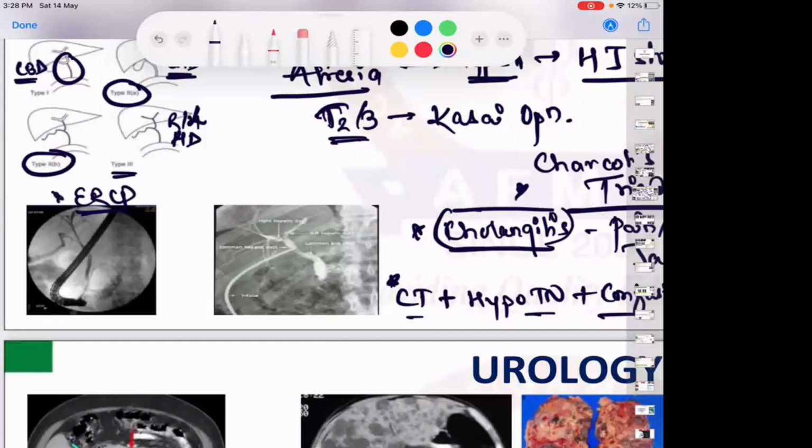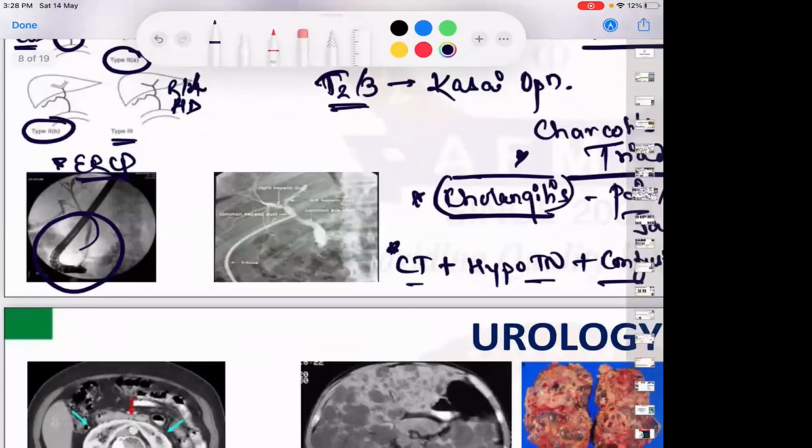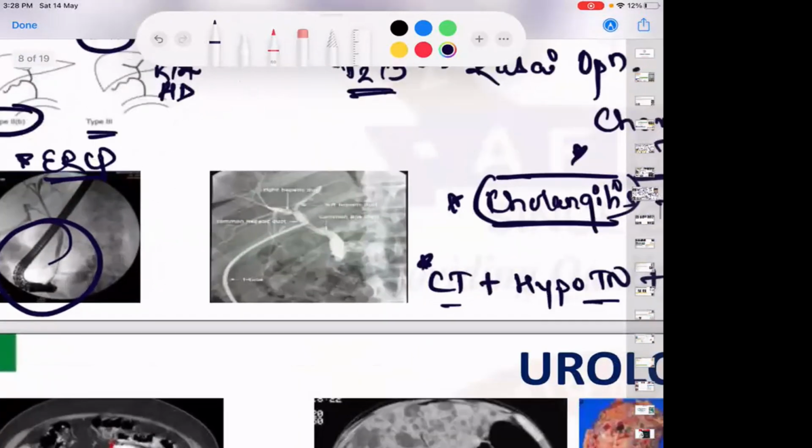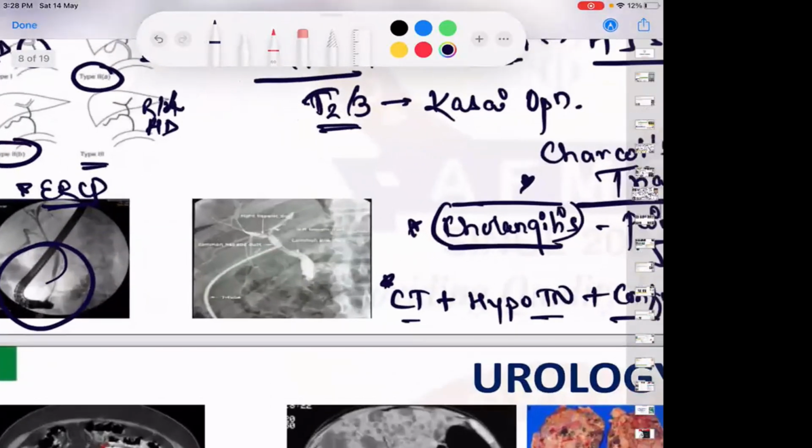If you can see this pipe, that is an ERCP, endoscopic retrograde cholangiopancreatography. You can see the port of the ERCP usually.